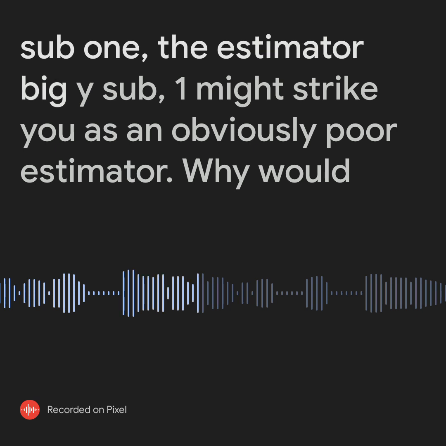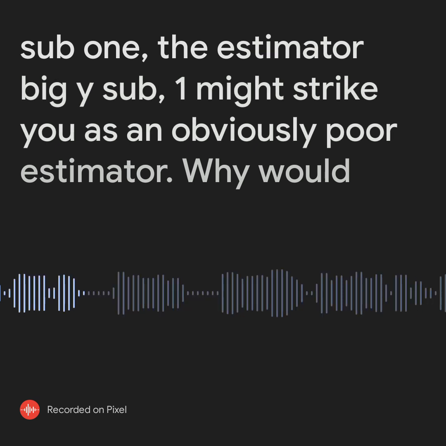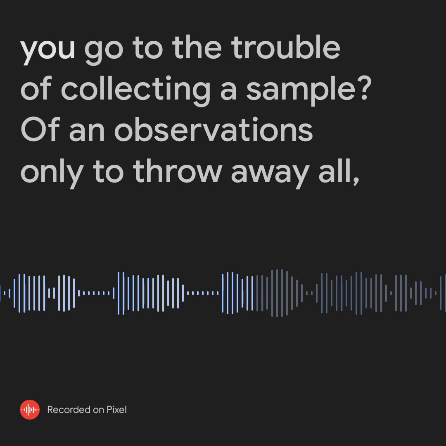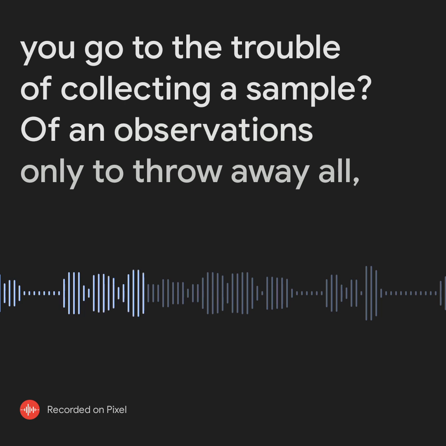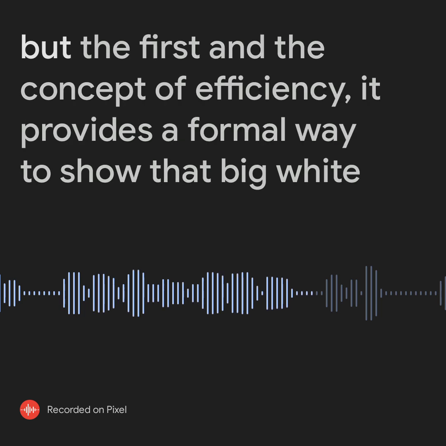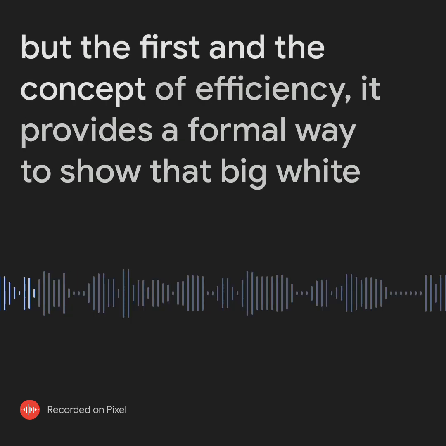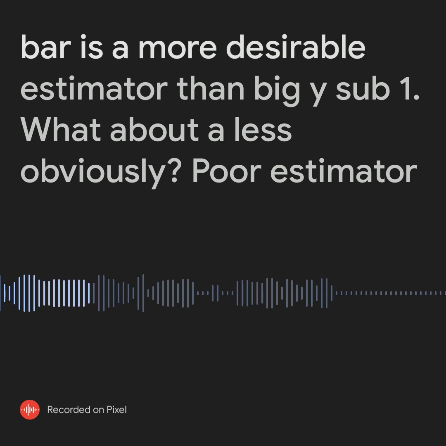The estimator Y₁ might strike you as an obviously poor estimator. Why would you go to the trouble of collecting a sample of n observations only to throw away all but the first? And the concept of efficiency provides a formal way to show that Ȳ is a more desirable estimator than Y₁.